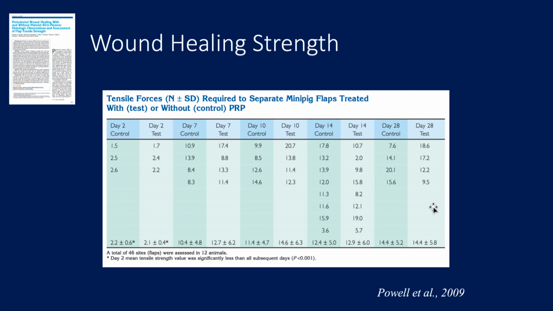The only time that there was a significant difference between using PRP and not using PRP underneath our flaps was looking at the difference between day 2 and the later time points. Again, our takeaway here is that we need to look at leaving our sutures in place longer than that 7-day time point, and more considering outwards of 10 to 14 days before we would consider suture removal.